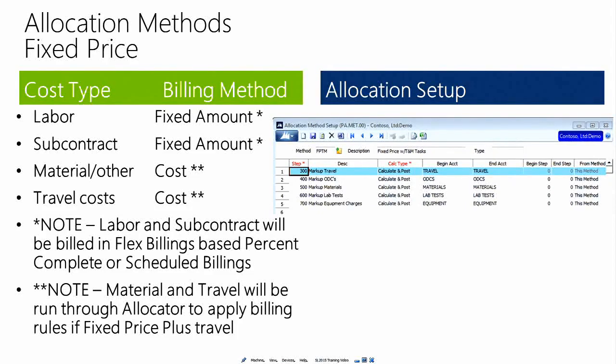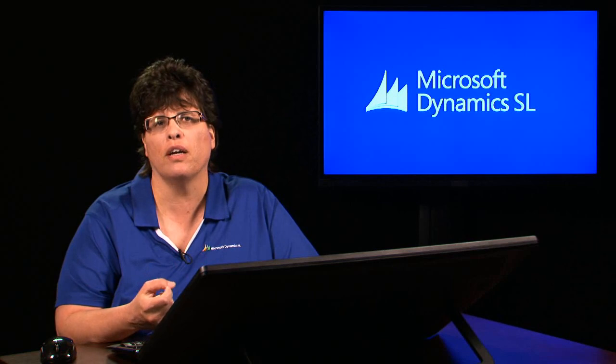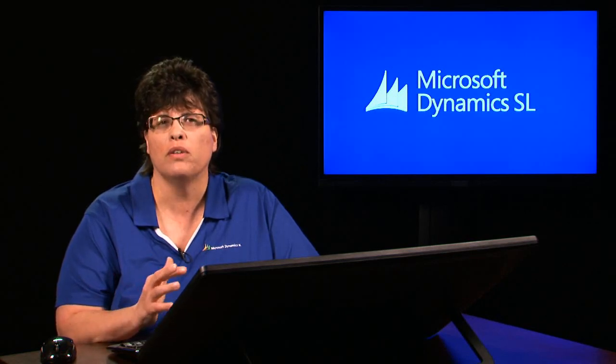Now, if you think about a fixed price job, it's a little bit different. Usually our labor is normally included in the fixed price that we charge, or the amount we came up with to charge the customer for the fixed price amount. But we might have some incidental costs, or costs that were not included in that fixed price, such as travel costs and things like that. So we want to be able to pass along those costs via Allocator so we can still bill them, but not also bill the fixed price.